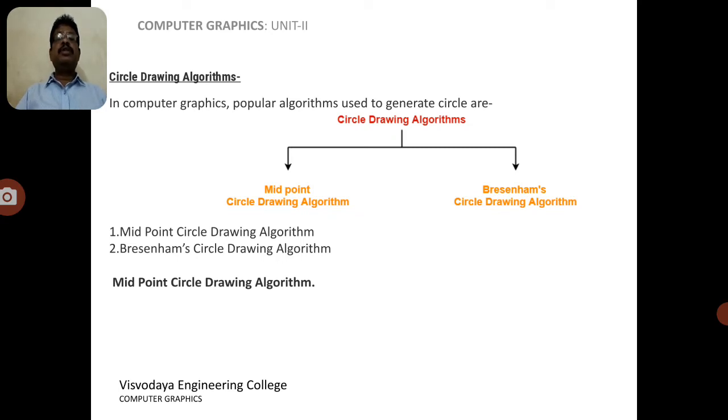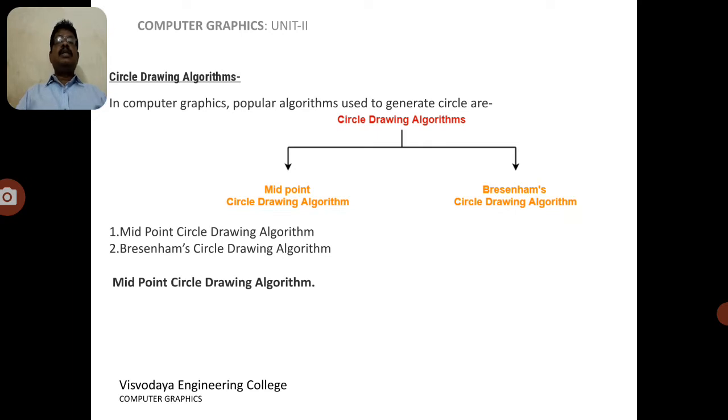In previous videos I explained the concept of three algorithms related to line drawing. One is the DDA algorithm, digital differential analyzer algorithm, the second one is Bresenham's line drawing algorithm, and the third one is the midpoint line drawing algorithm. Today I am concentrating on circle drawing algorithms. Out of these two, the midpoint circle drawing algorithm and Bresenham's circle drawing algorithm, I am going to explain the Bresenham circle drawing algorithm.